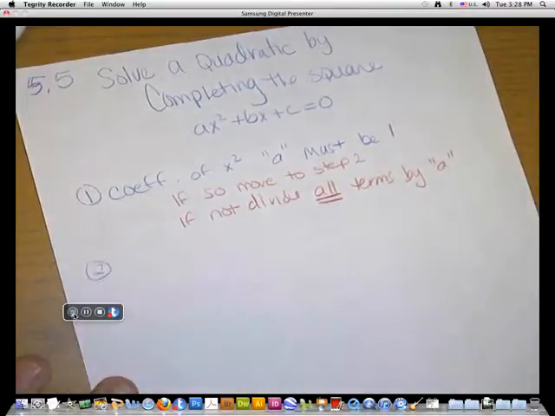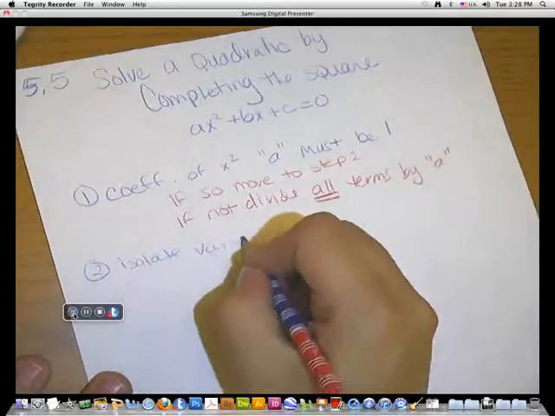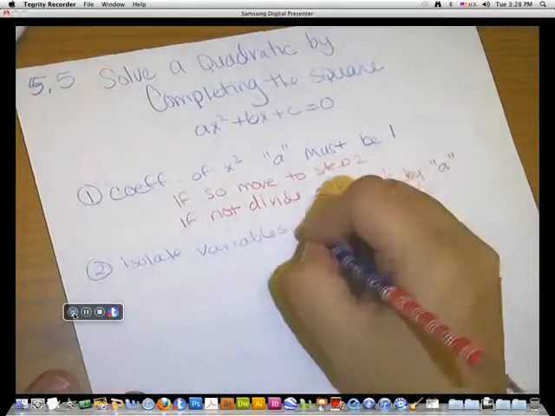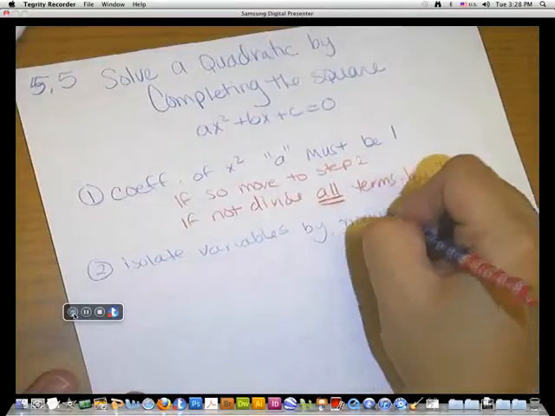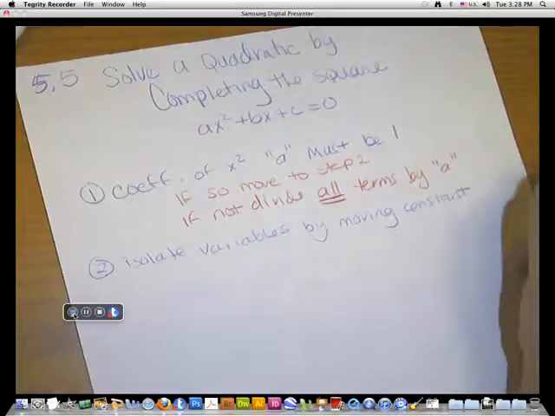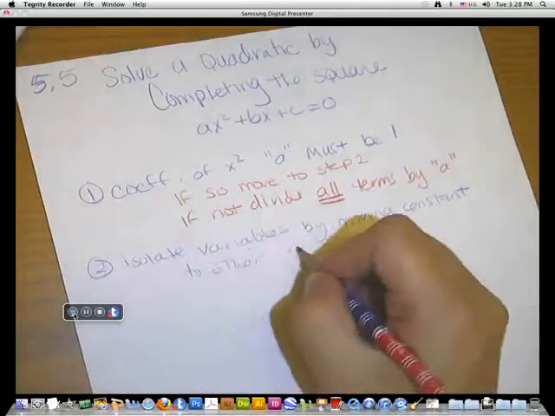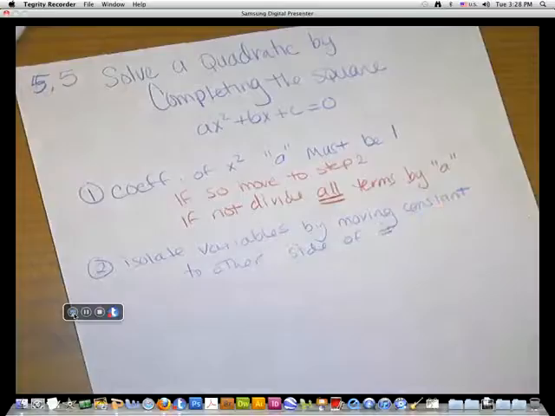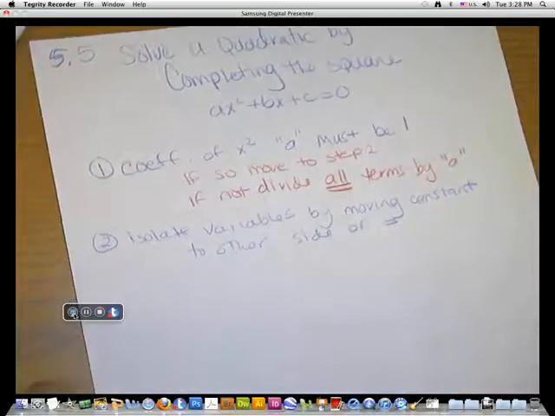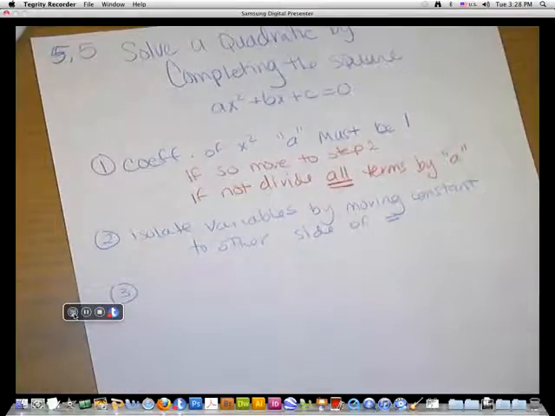All right, step 2. We need to isolate the variables by moving the constant to the other side of the equal sign. Now this is where we're going to get a little bit trickier, so just make sure that you get the notes down. Then we're going to apply these notes to the examples, but you need to get the steps down.